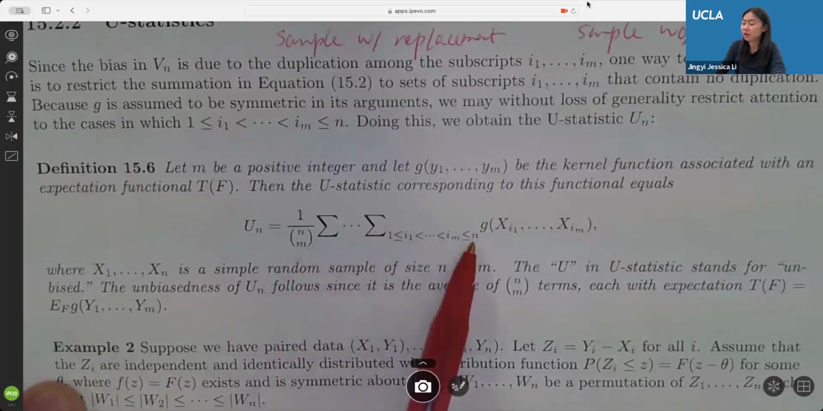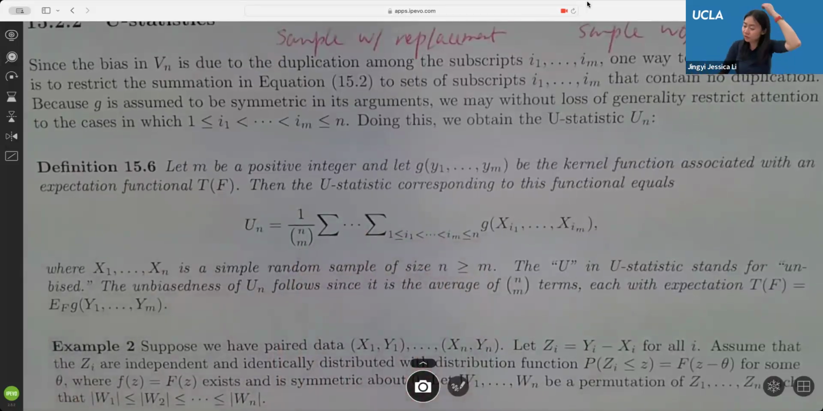And I'm summarizing all these combinations, okay? That's pretty much it. So this is the U statistic. You now can see the whole idea is coming from the statistical functional formulation for parameters. And then we do plug in, which is a natural way to get a V statistic.